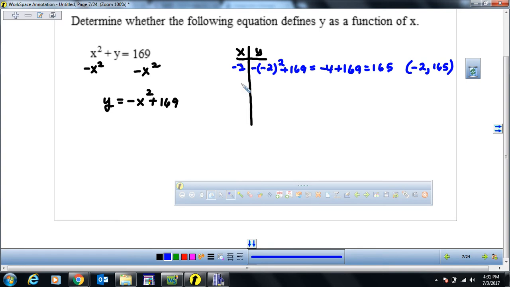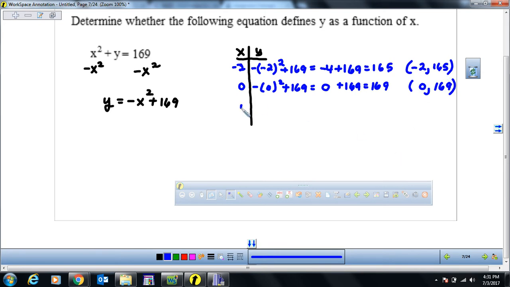Now let's think about another value. Let's say 0, for example. If I substitute a 0 into the x right here, 0 squared is going to be 0, times a negative, it's still 0, plus 169, it's going to be 169. So what do you notice here? When x is equal to 0, y is 169. And you can see that that's the only value of y for this value of x.